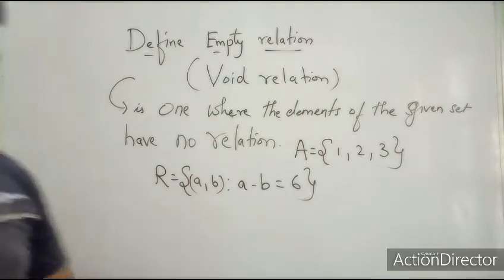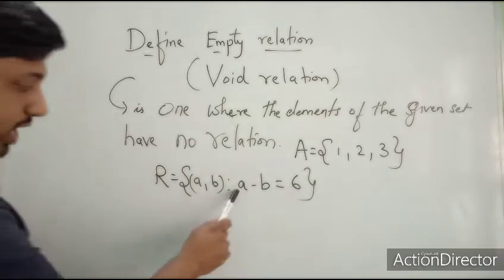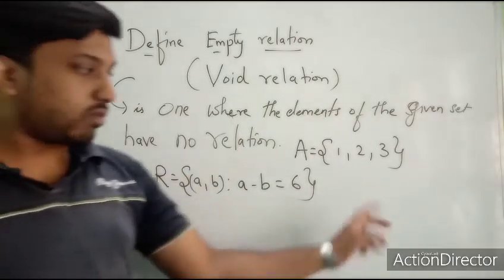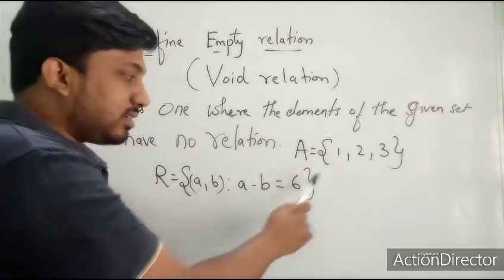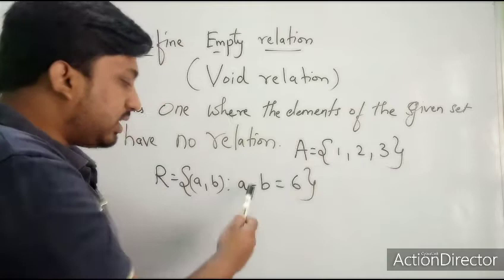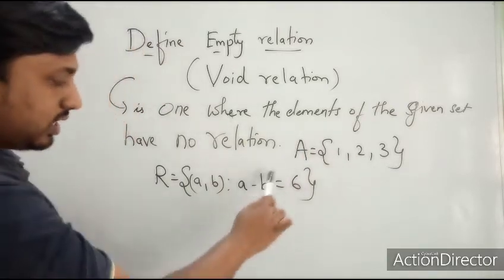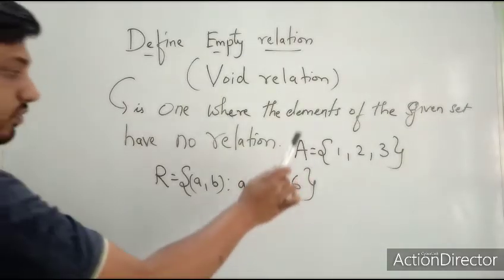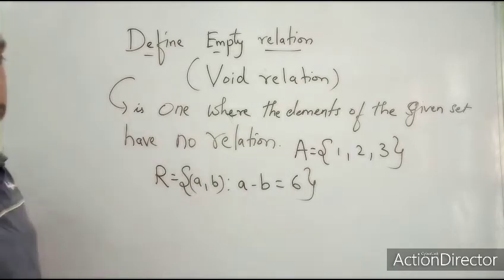If you see this relation, what is this relation telling? If a minus b is equal to 6 is the relation, and we take the elements, we have only 1, 2, 3. If we do 1 minus 2, we will not be getting 6. Or 2 minus 3, if a and b take some values of this set, we will not be getting this, right? So this relation is not related to this set A as a result. So for set A, it is the empty relation or the void relation, we call it as.